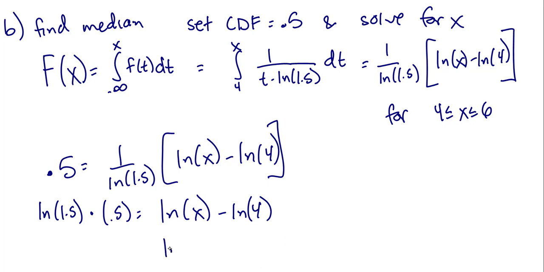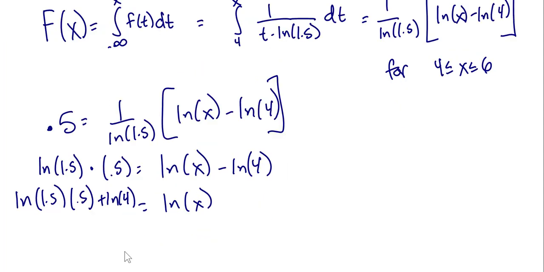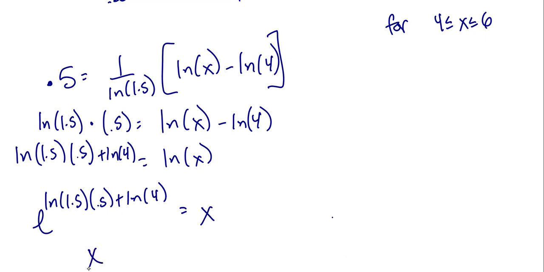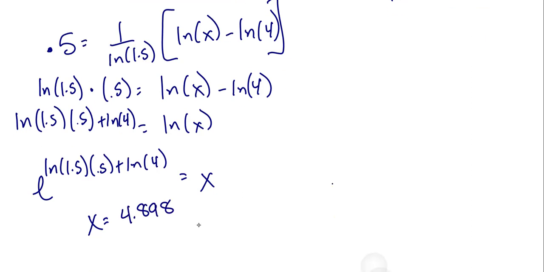So then I get natural log of x. I'll add that natural log of 4 to both sides. And then I need to exponentiate both sides. So it'll be e to the natural log of 1.5 times 0.5 plus natural log of 4 equals x. At this point, just put it in your calculator. And we get x equals 4.898 is our median.